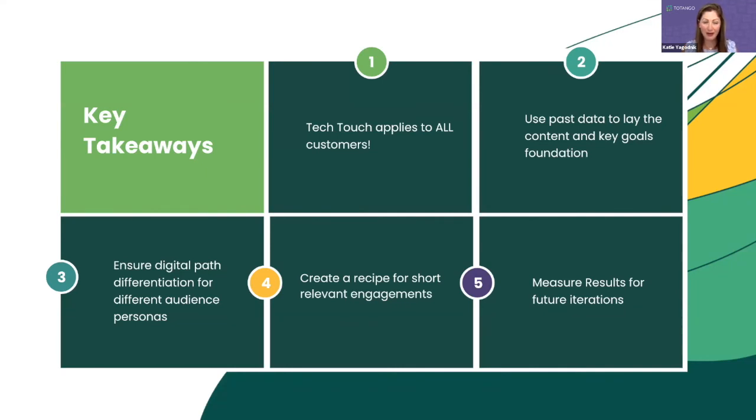Ensure that you have a digital path differentiation for different audience personas. You might just start off with one, but as you continue to build out your tech touch program, just keep in mind that there are different audiences that you're going to want to put different content in front of at the right time. In addition to that, create a recipe for short, relevant engagements. And we gave you some tips on how to do that. And then always measure your results so that you can continue to iterate and make your tech touch strategy even better than when you started.